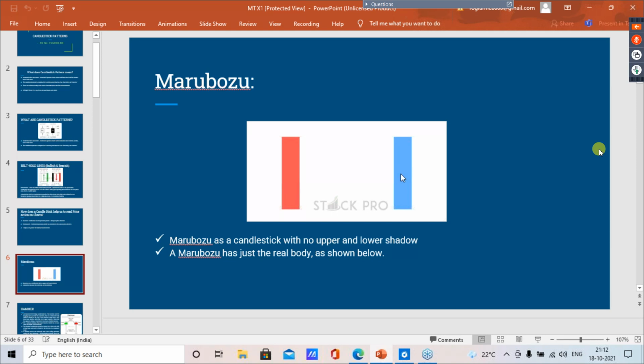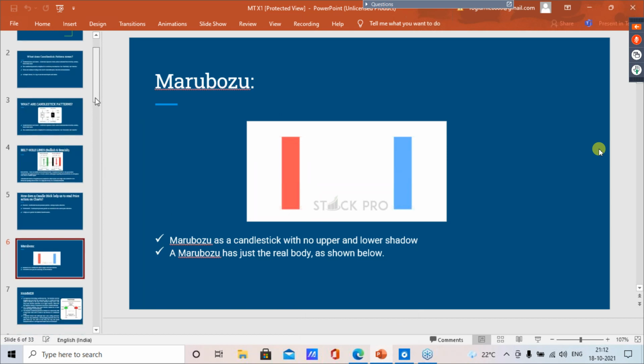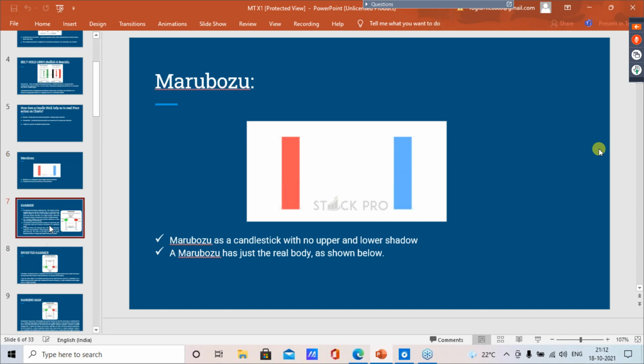If we have a green Marubozu candle, then that indicates a bullish trend, and it's a continuation pattern. I'll show you a lot of examples on the charts once we finish this module.